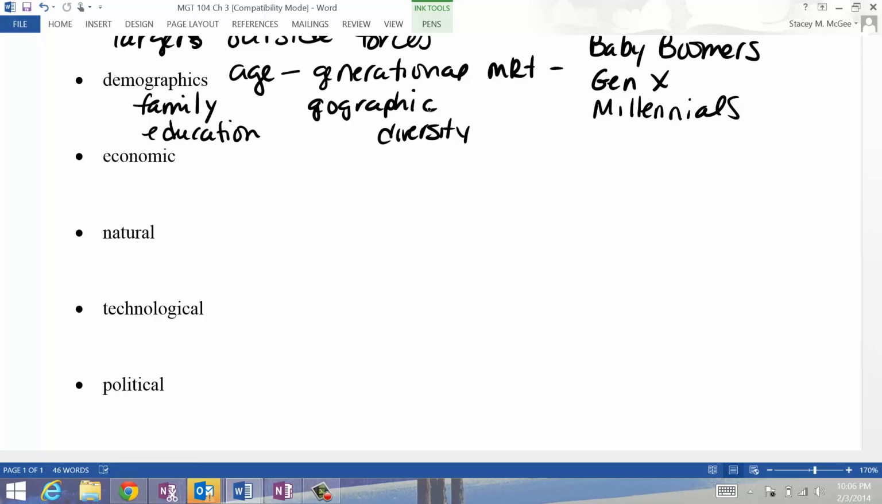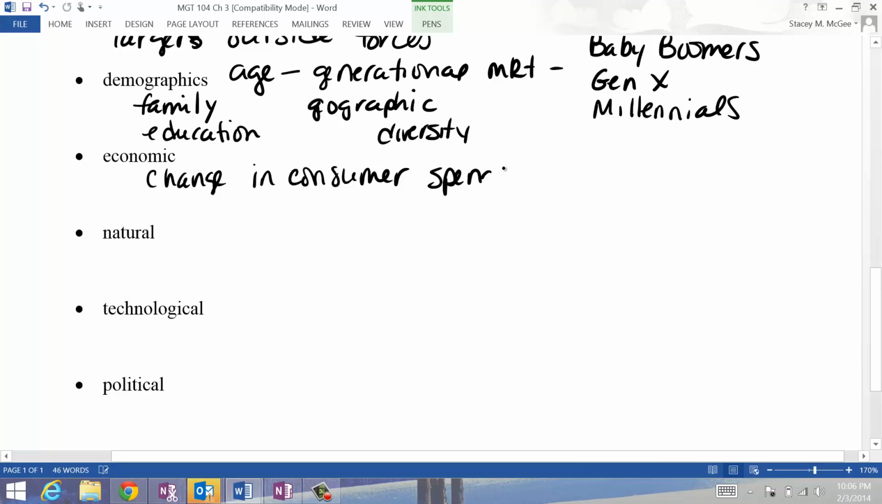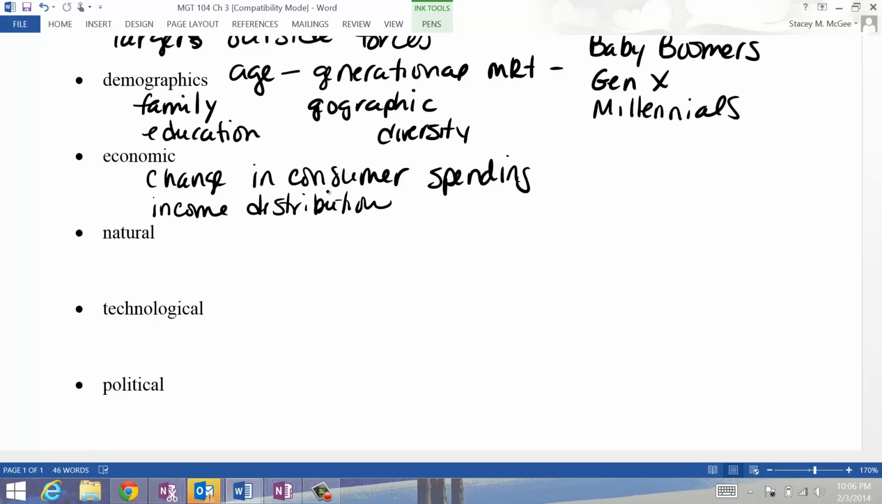Another force in the macro environment is the economy. And here we're looking at, obviously, if there's a recession or if we're in the middle of a big expansion. During these changes in economic times, we see changes in consumer spending. For instance, in a recession, you see changes in spending patterns, a focus on value and that sort of thing. And we also see changes in income distribution, a shrinking middle class, that kind of thing. So that's going to change who we're marketing to and what types of things people are buying.